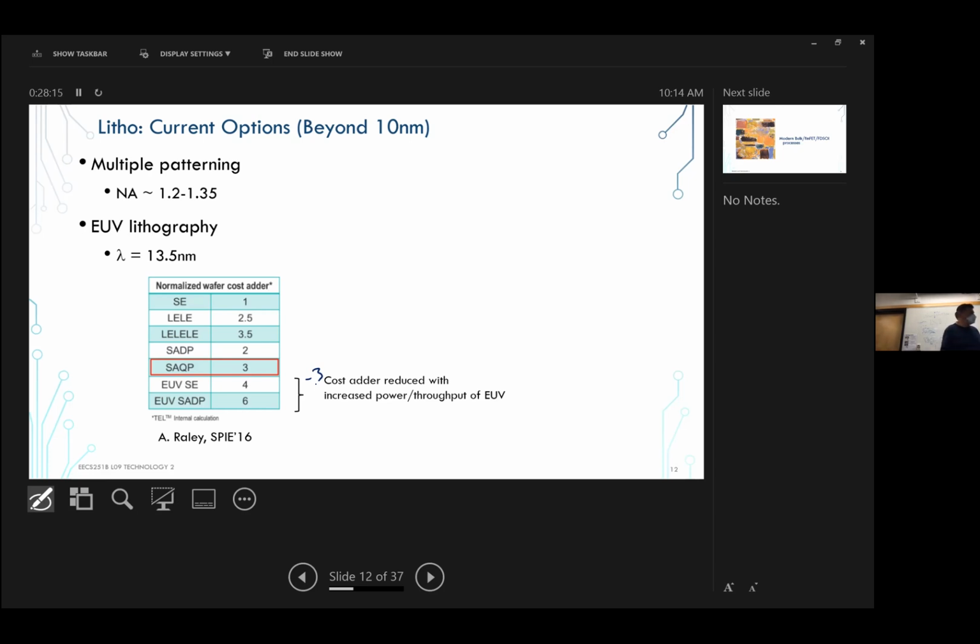What is that? That's a numerical aperture that corresponds to immersion lithography. So remember, that's the n sine alpha. In air, that's maximal 1. So these are all immersion machines.